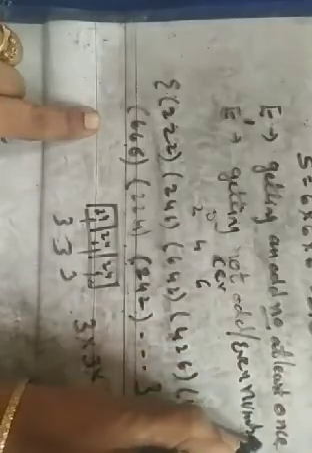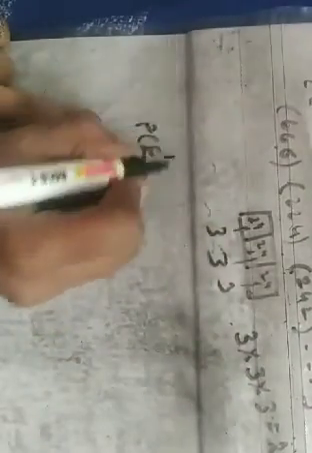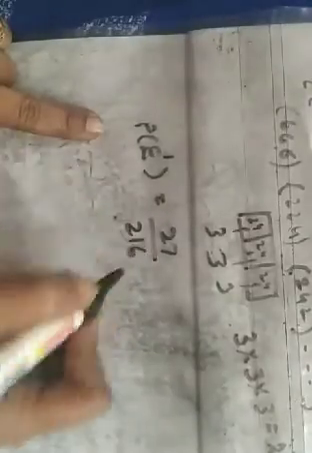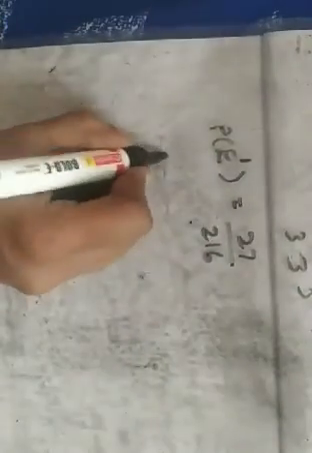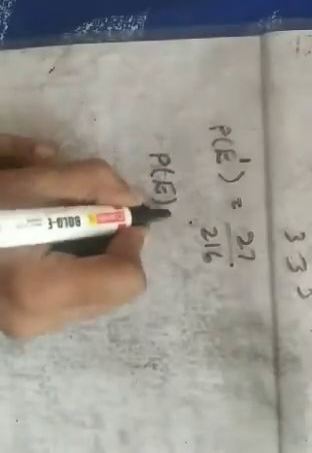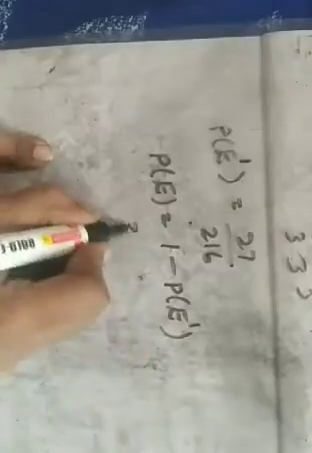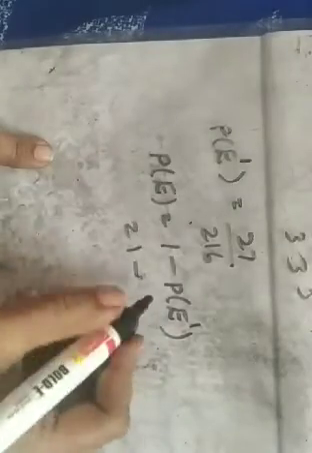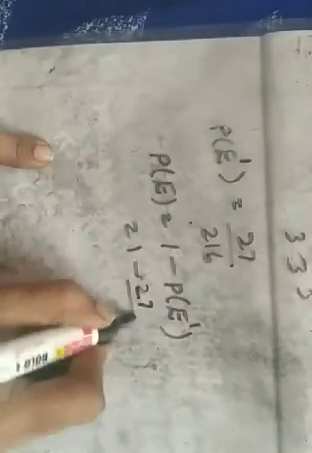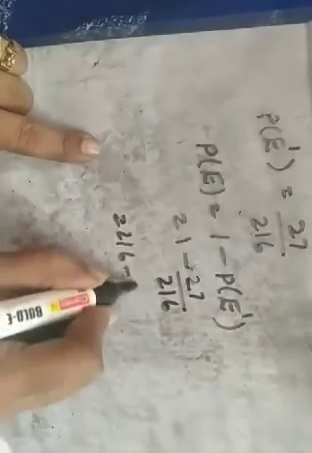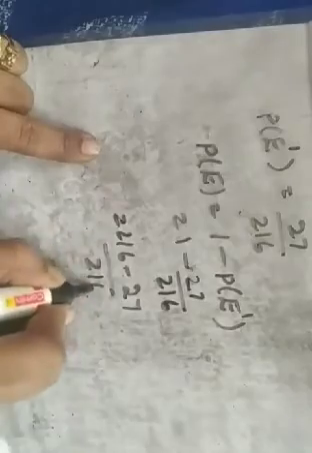Or the even number, not odd or even number. So P of E dash is 27 divided by 216. Then P of E is equal to 1 minus P of E dash, which is 1 minus 27 by 216, which is 216 minus 27 divided by 216.